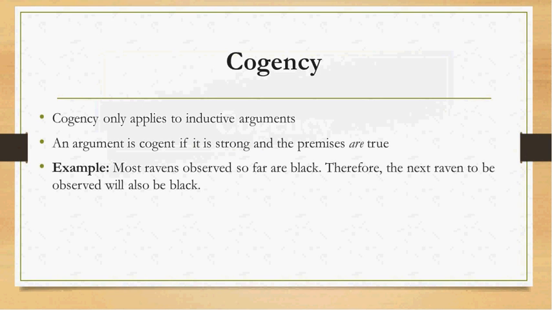Well, we have that condition met of the premises being true, but we also have the condition met of the argument being strong. I suspect that there have been thousands, maybe millions of ravens that have been observed so far. And so if most of them have been black, then the likelihood that the next one to be observed is black will be very good, right? The probability or chance of that will be very high, which is to say that the argument is strong, because that's the definition of strength, remember, is when the likelihood or probability is very high. Okay, so that's an example of a cogent argument.